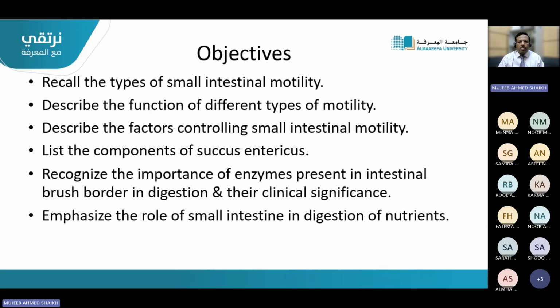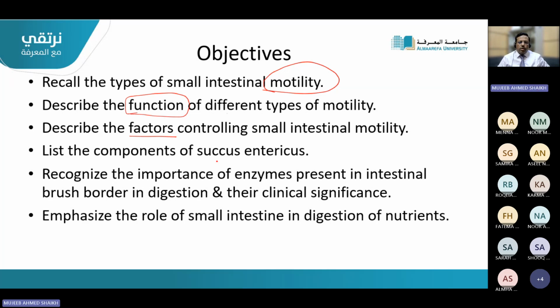We will see what the different types of motility present in the small intestine are, because the small intestine contains smooth muscle cells, and they will contract and relax and give you some type of motility. So we will see two different types of motility and what the effect of these motilities is. Why is it required? Then we will see how the motility is controlled. What factors control the motility?